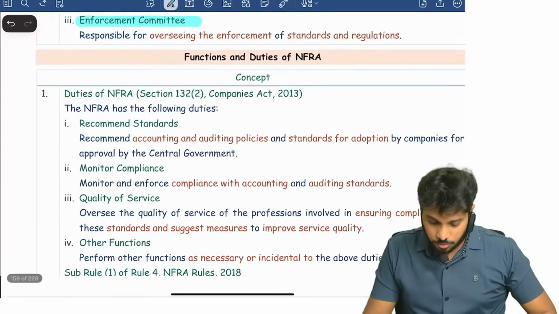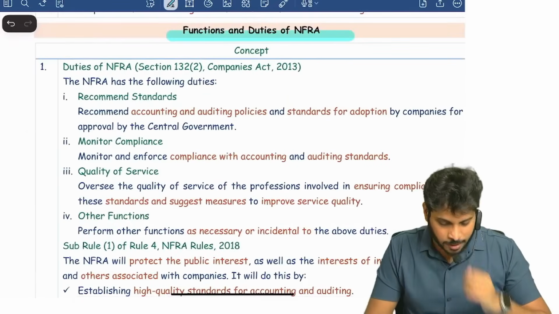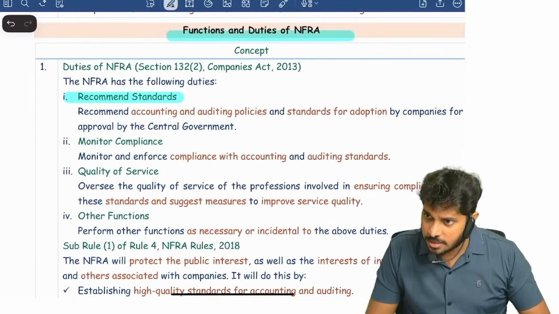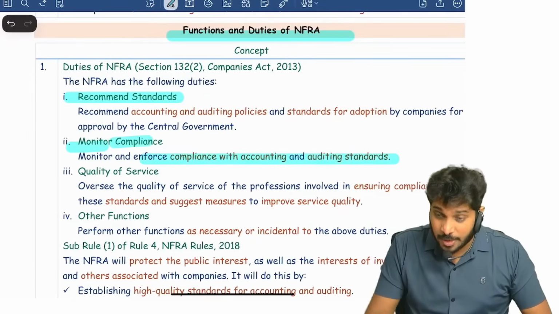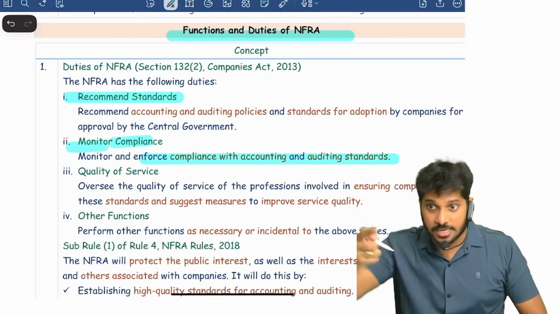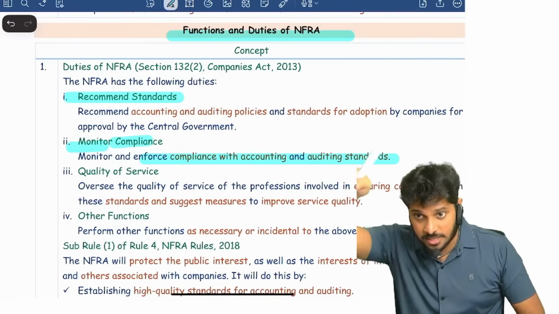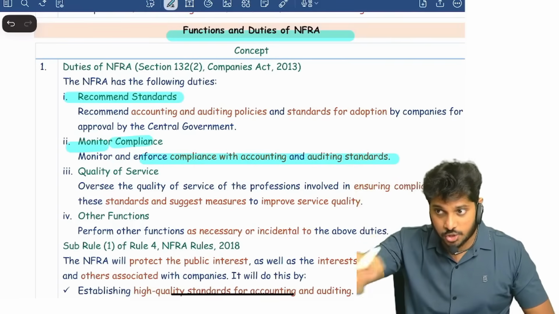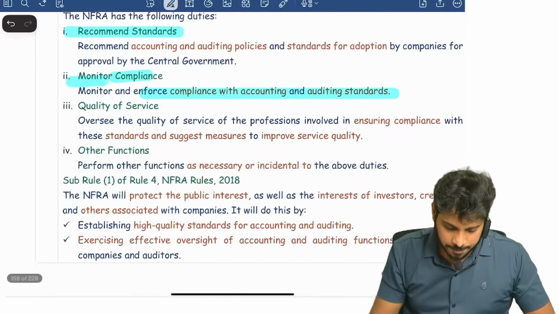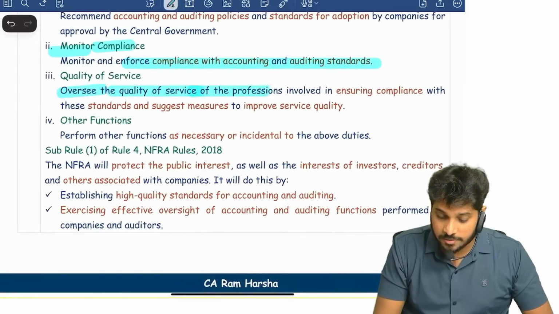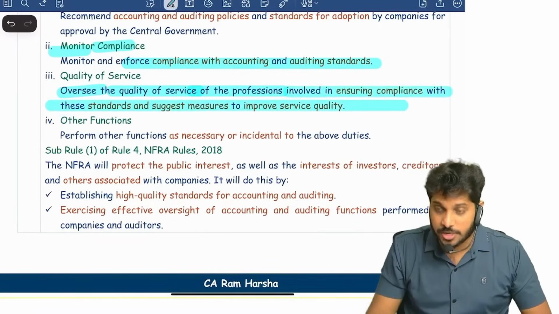Now what are the functions and duties of NFRA? They will recommend standards to central government. They monitor compliance by companies with accounting standards. They monitor compliance by auditors with auditing standards. They monitor, are auditors doing audit as per standards? They monitor it. And they oversee the quality of service of the professionals involved in ensuring compliance.